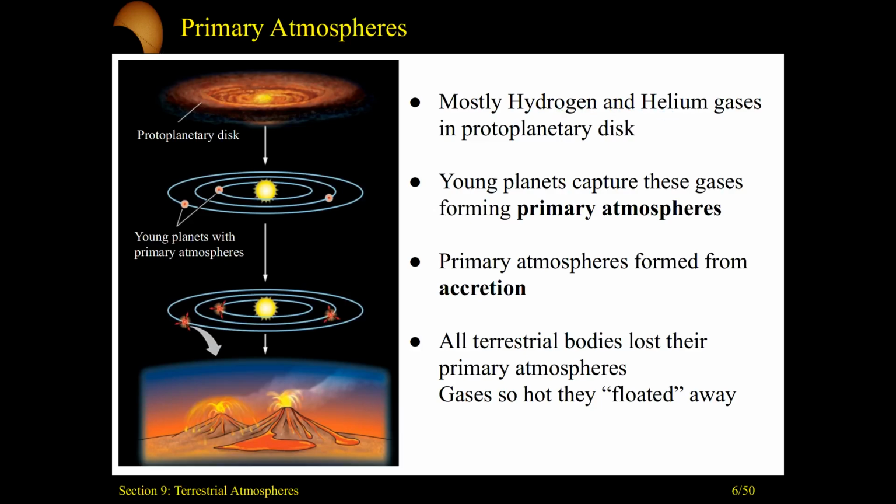All of the terrestrial bodies lost this primary atmosphere. Every single terrestrial body no longer has a primary atmosphere for a couple of reasons. The biggest argument is just to effectively say the gases got so hot that they floated away from the planets. They were so energetic from their own internal thermal energies and the radiation from the sunlight that these gases got too excited, and the planets could no longer hold on to these primary atmospheres.